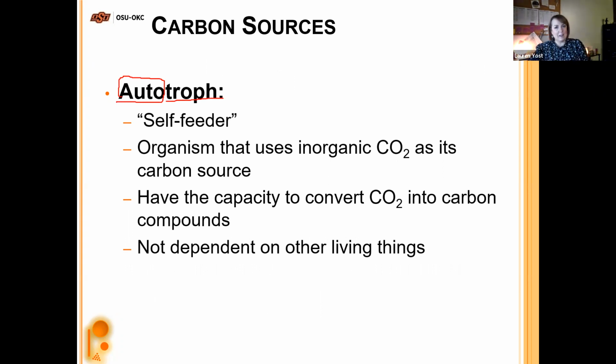What does that mean? How do you make carbon sources? Well, they literally take inorganic carbon dioxide and fix it in a way to make their other carbon compounds. So they have the capacity to convert CO2 into carbon compounds, and I mean organic ones. So convert the inorganic CO2 into organic forms of carbon. And they do not depend on living things at all.